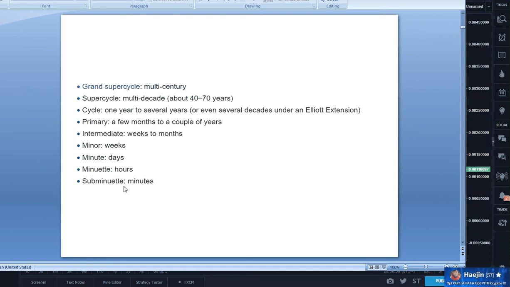And this is how subminuette subwaves make minuette. Minuette impulse would make a minute. Grand supercycle begets the supercycle, which begets the cycle, and so on and so on. It's just a subwave to the next.